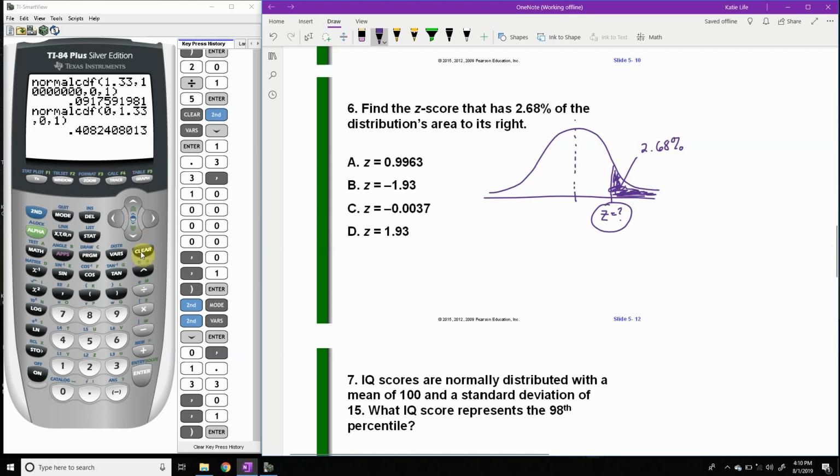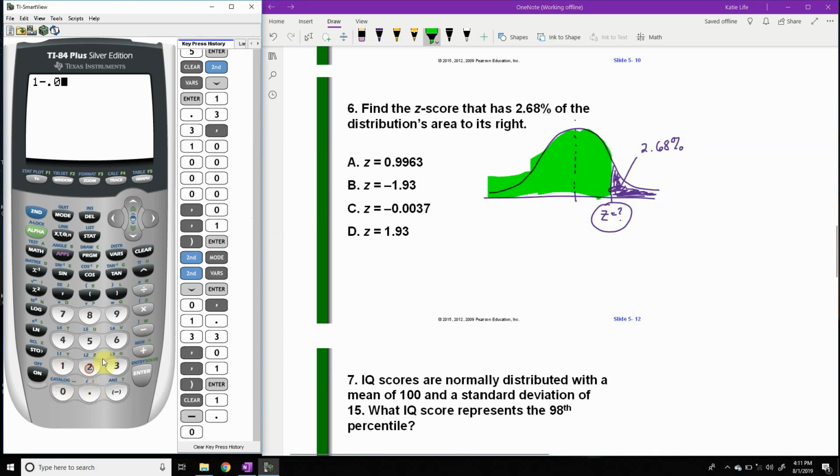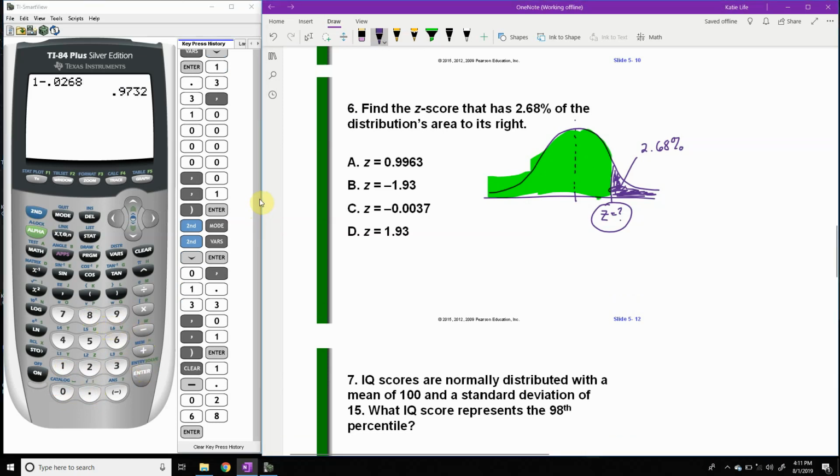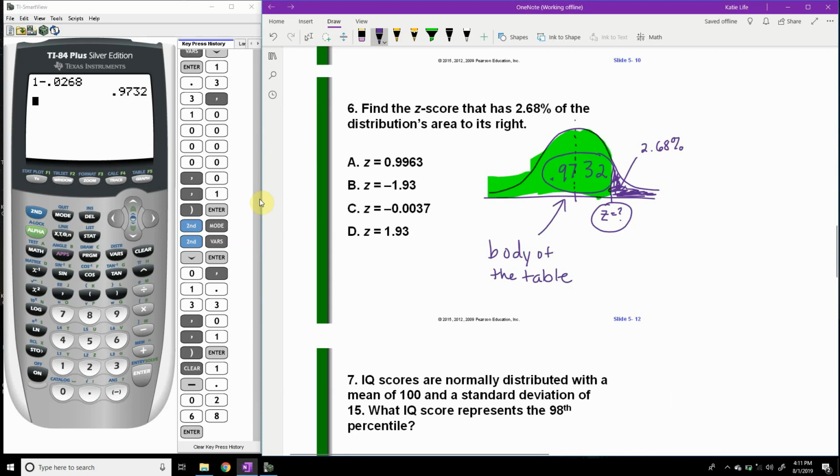There's a couple ways we could go about doing this. I could come up with the area that is left of this value, right? I could come up with what I have shaded in green here, not colored in super well, but you get what I'm saying here. I could come up with that by doing 1 minus 0.0268. 1 minus that 2.68% would tell me that the area left of the z-score would be 0.9732, and then I could look up this number in the body of the table.